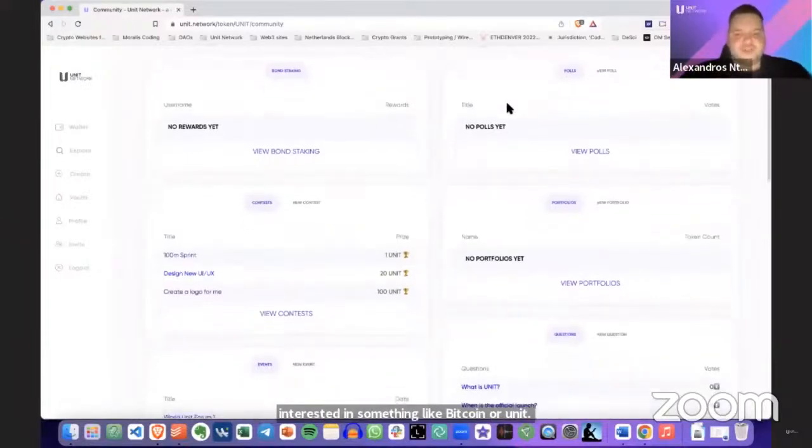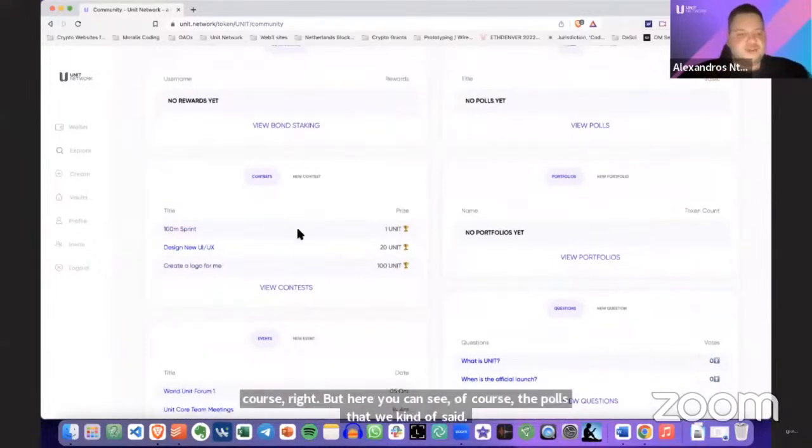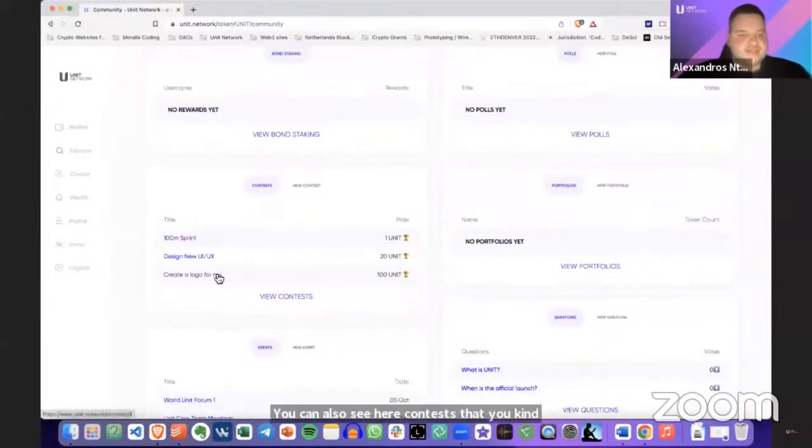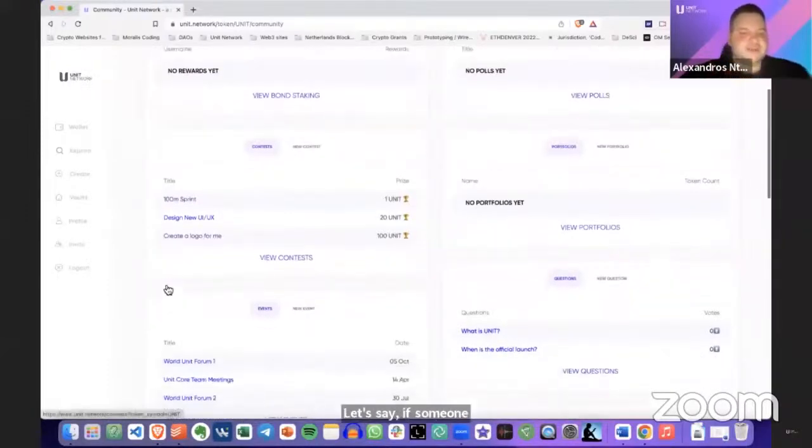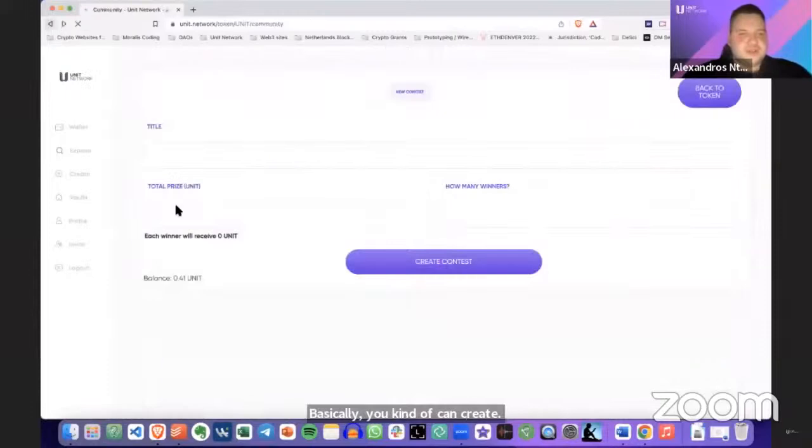But here you can see, of course, the polls that we kind of said. You can also see here contests that you can create, which are sort of like small jobs, right? Like this is just examples. Like a 100 meter sprint. But let's say these two are good examples. If someone would like to create or design a UI or UX or create a logo for someone, or code something or write something or anything, basically, you can create a contest. You can write a new contest here and create it, of course.